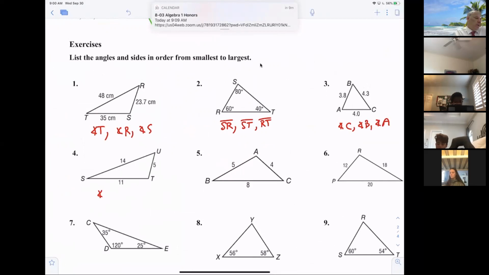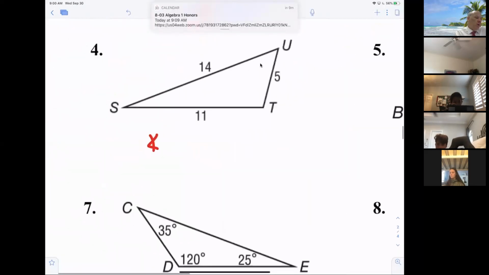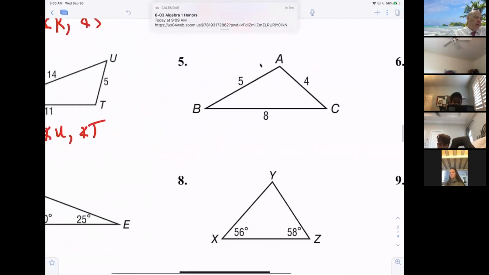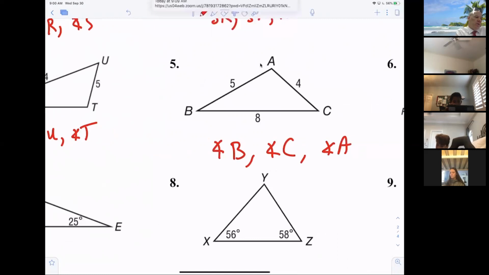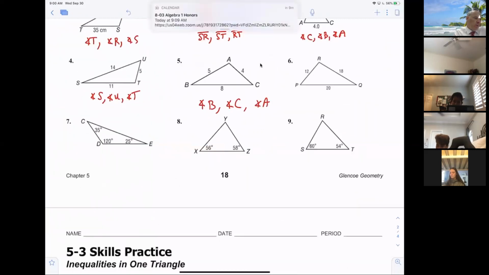All right. Here we go. Number 4. Yep. So we'd have angle what? S, U. I told you, very simple. And then number 5. Here we go. Angle B, angle C, angle A. No, it's really easy. Okay, so I'm totally comfortable with that.